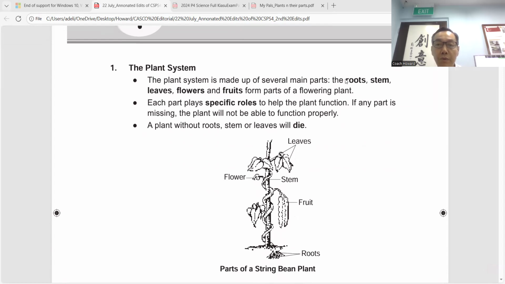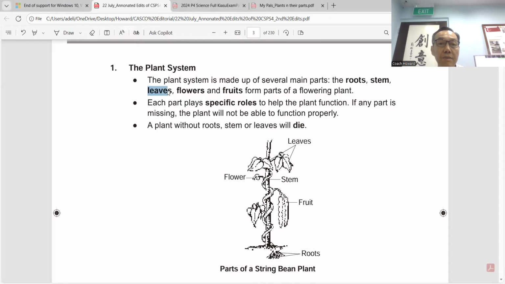Firstly, the roots of the plant. Where are the roots? Most of the plants, the roots are underground, right? They are under the soil. Next, above the ground, you can see the stem. The stem is visible. Later we'll learn about woody stem and non-woody stem. And the leaves. The leaves are very important because they are responsible for the plants to make food in a process called photosynthesis. Next are the flowers.